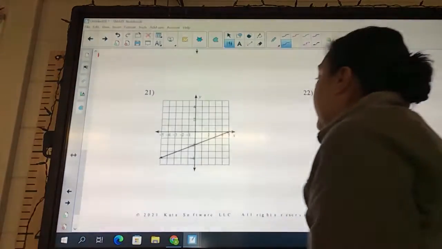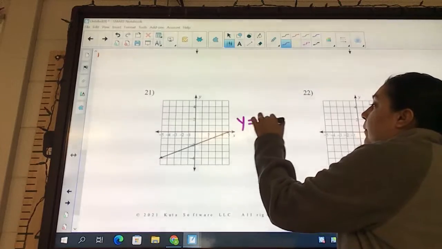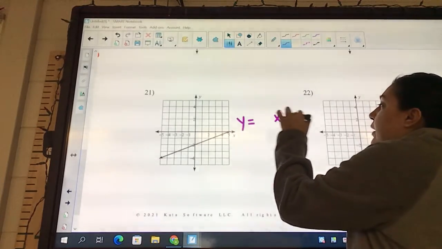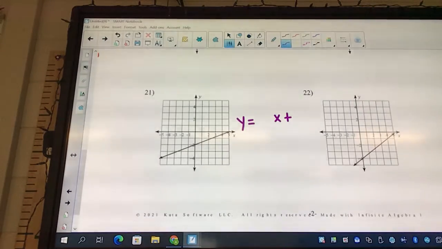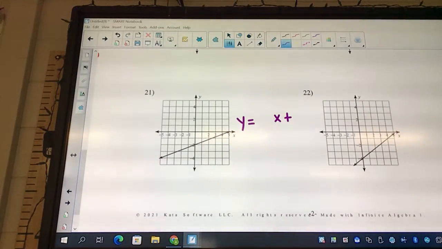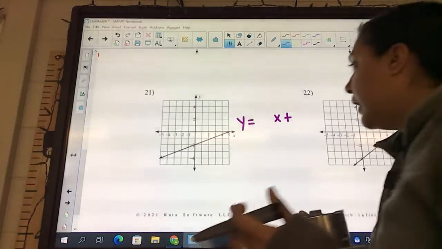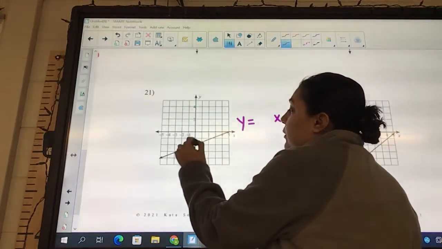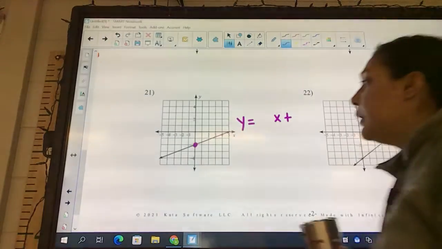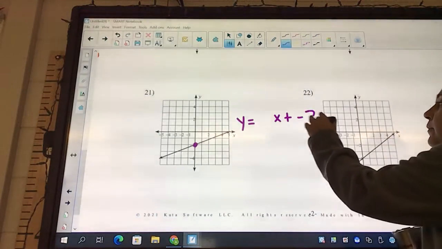Okay, 21, we've got y equals blank x plus blank. What do we find first? We need to find the slope and the y-intercept. Which one do we find first? Yep, you're right, I heard you. We're going to find the y-intercept first, so that's going to be right there at -2.